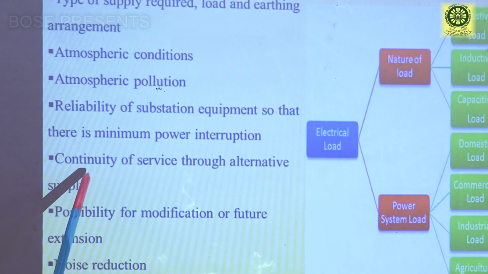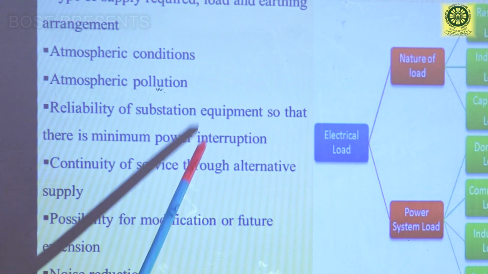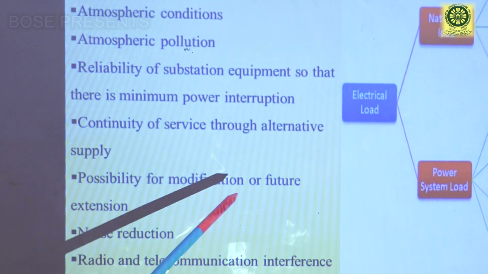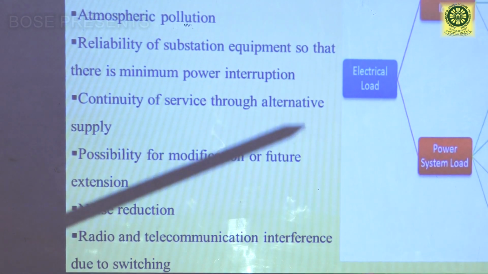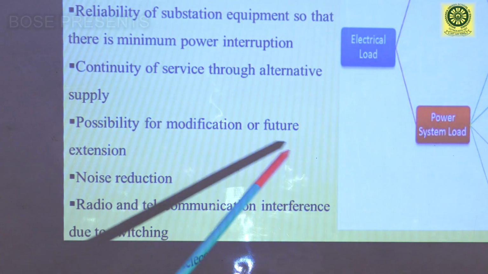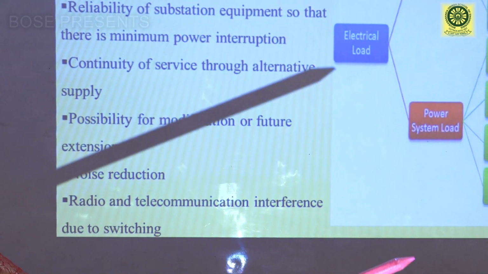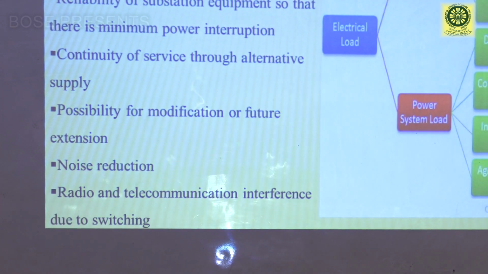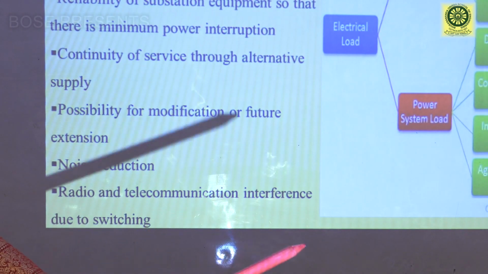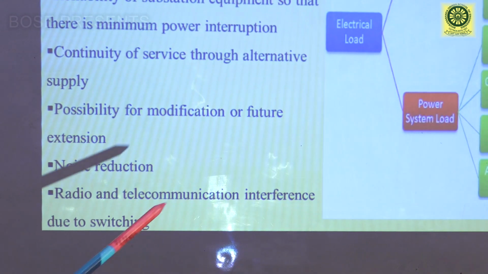Then we come to continuity. The point is reliability of substation equipment, so that there is minimum power interruption. Then continuity of service through alternative supply. If supply goes off, we should have an alternative supply for continuing the service. Then possibility for modification or future extension. If we want to modify the substation, there should be space available so that we can modify it in the future. Then noise reduction. How can we reduce the noise level of a substation? Because a transformer causes lots of noise.